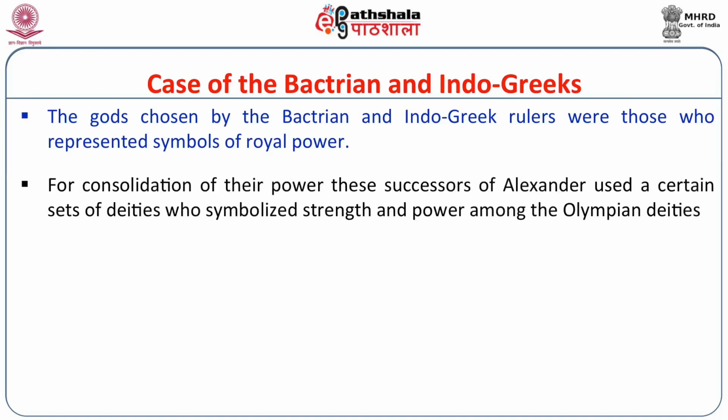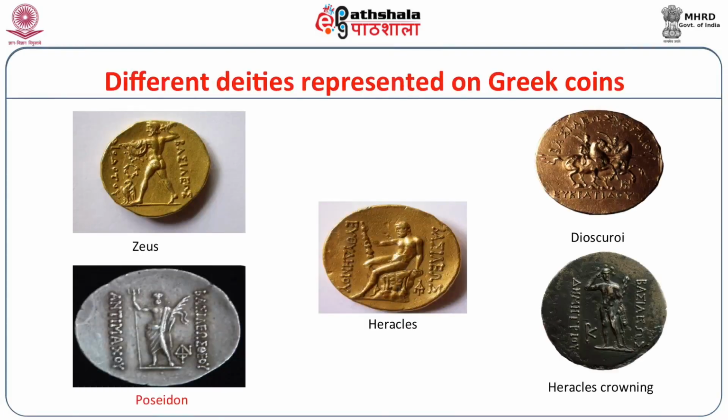For the consolidation of power, these successors of Alexander used a certain set of deities who symbolized strength and power among the Olympian deities. There were actually 12 deities in the Olympian group. Now have a look at these different deities presented in the Greek coins.